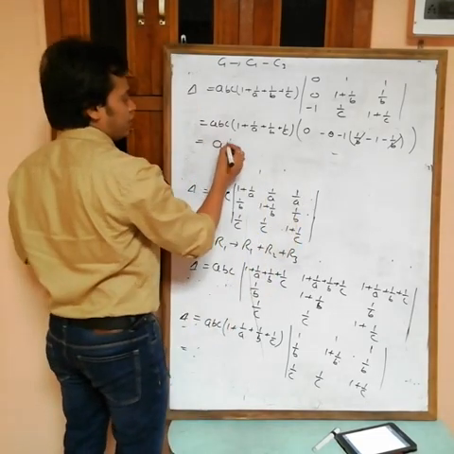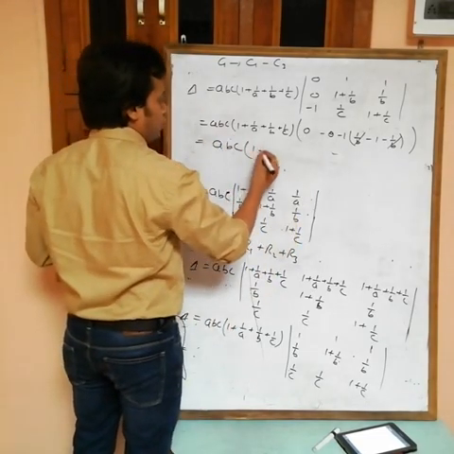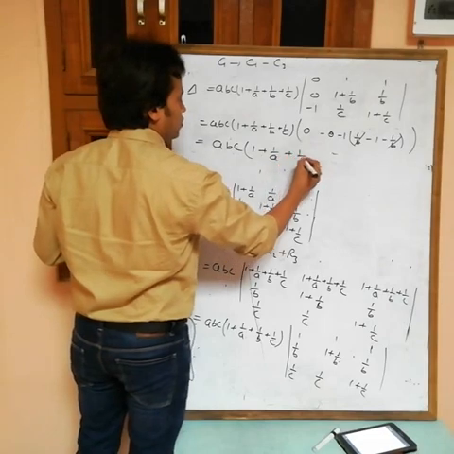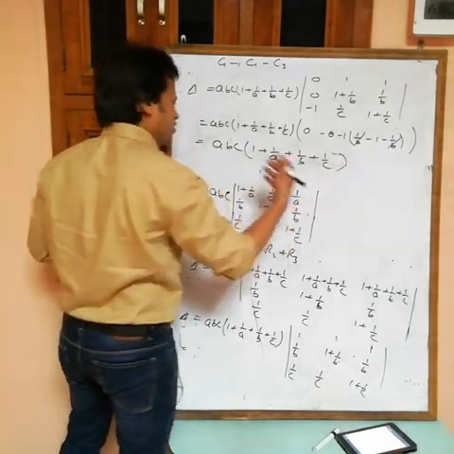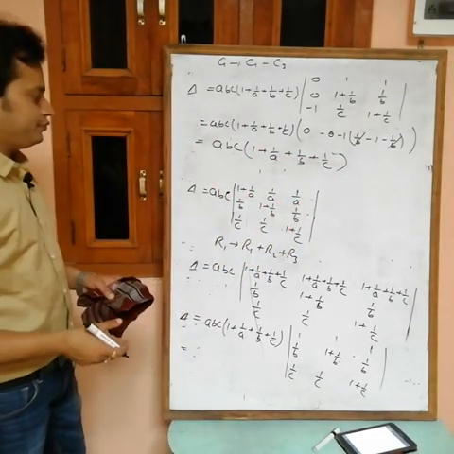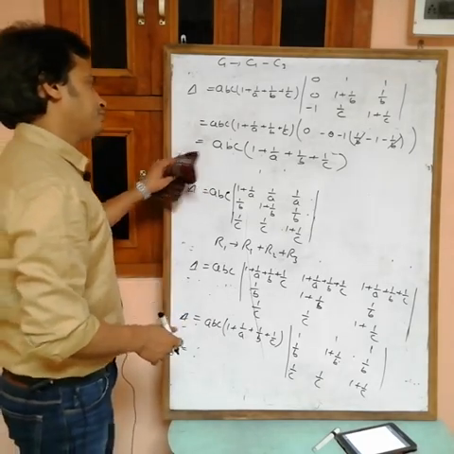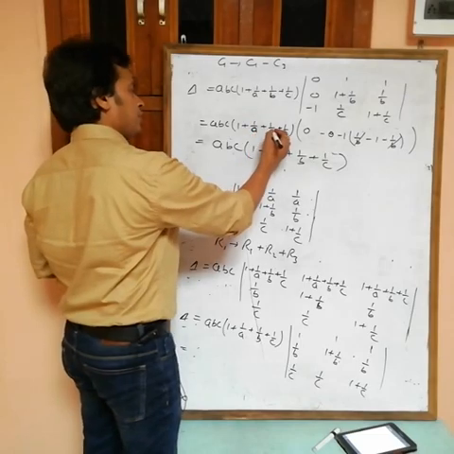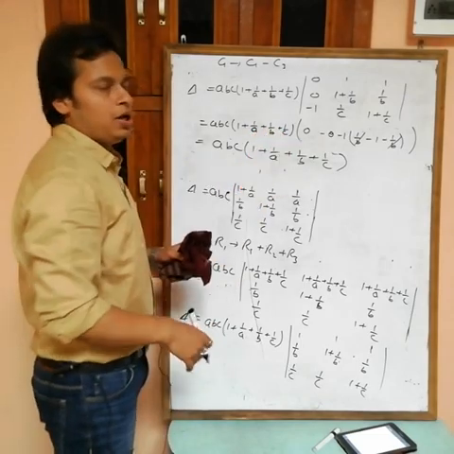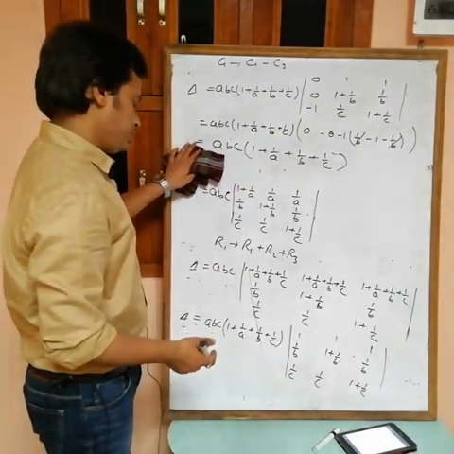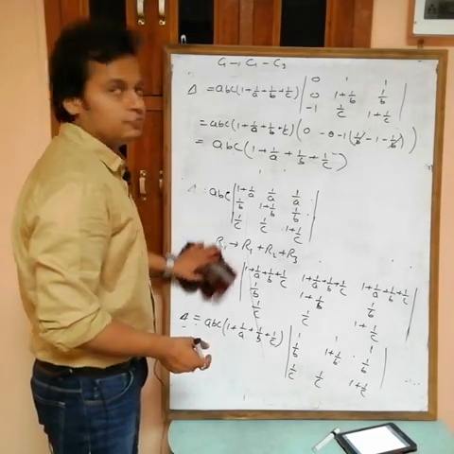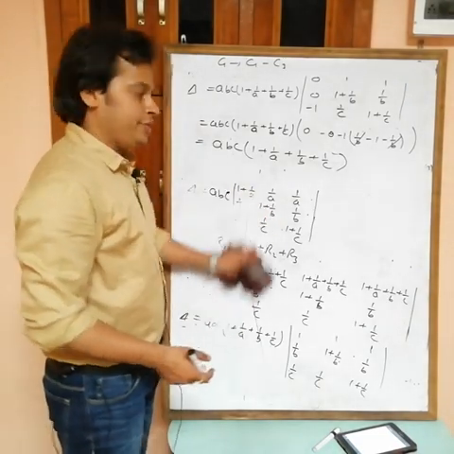So at the end we are getting ABC into 1 plus 1 by A plus 1 by B plus 1 by C. Simple. Write it down. Done. This is A, this is B, and next one is C.